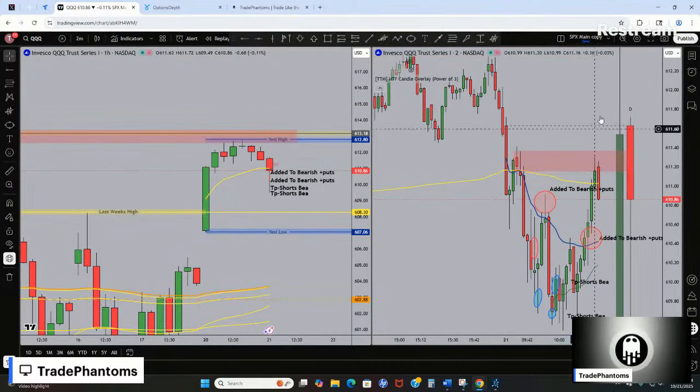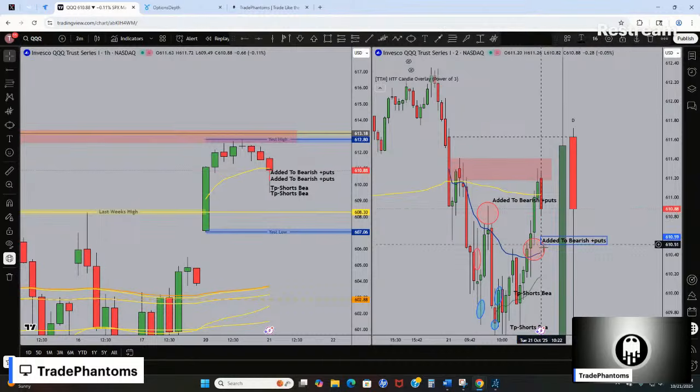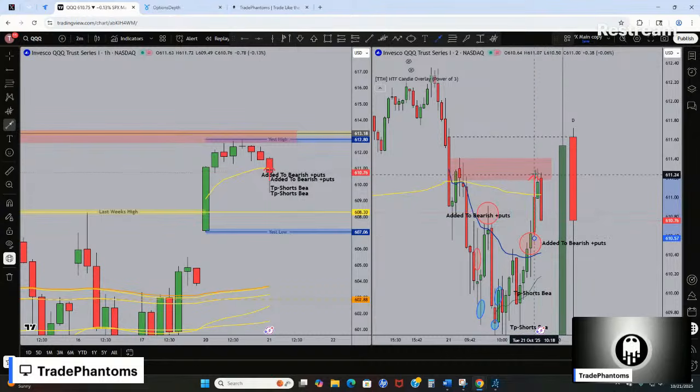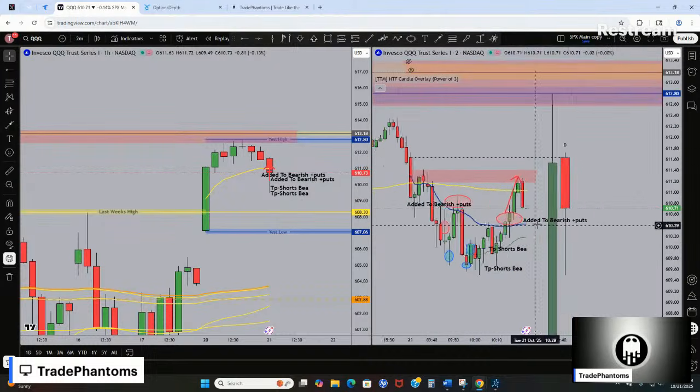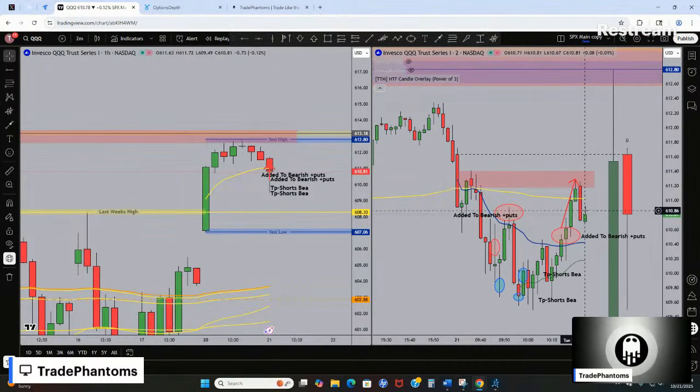Probably could have looked at that supply level first. This is when you get absorbed. So probably should have looked at that first. If you're still in those Qs and you want to cut for a little lower loss, it could be right here.